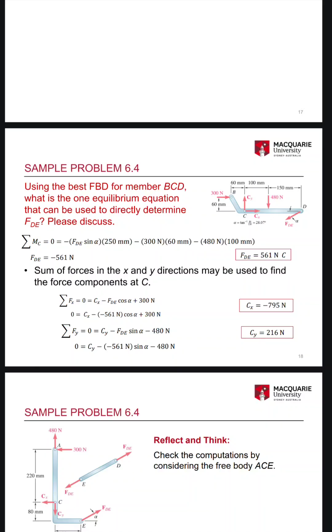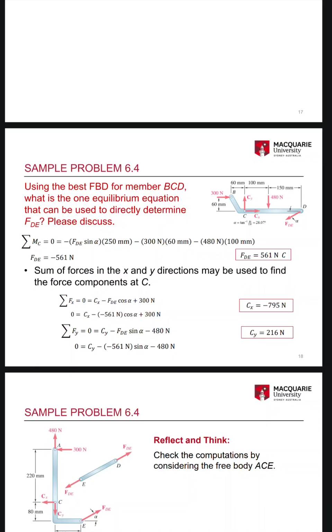Sum MC equals 0. That means minus FDE sine alpha into 250 mm minus 300 Newton into 60 mm minus 480 Newton into 100 mm. FDE equals 561 Newton. So FDE equals minus 561 Newton.